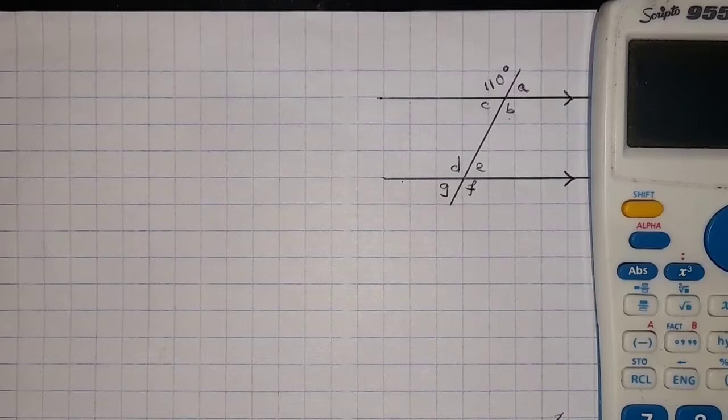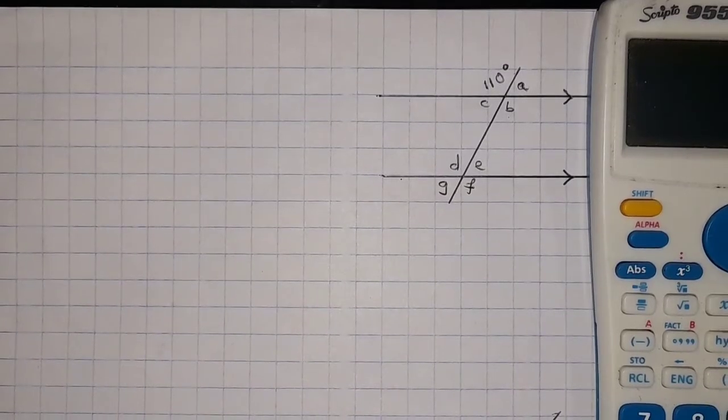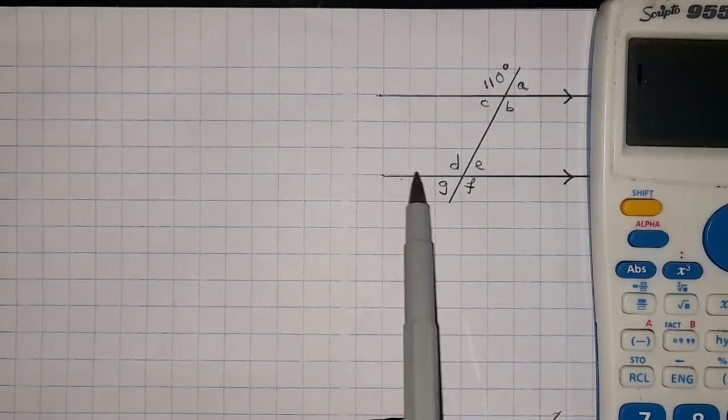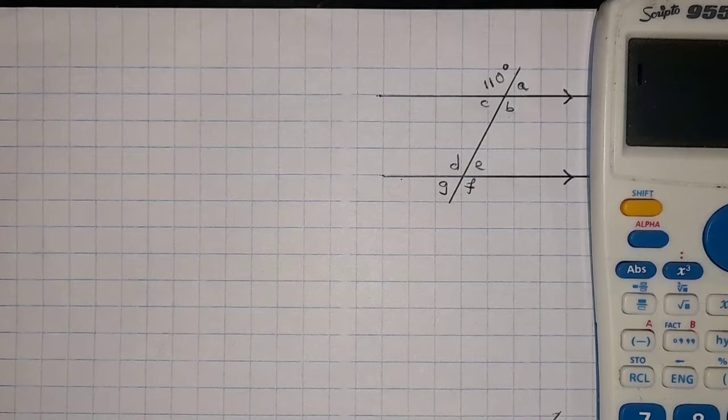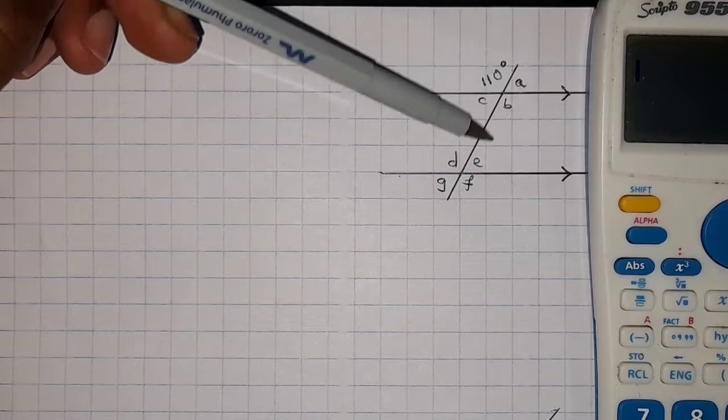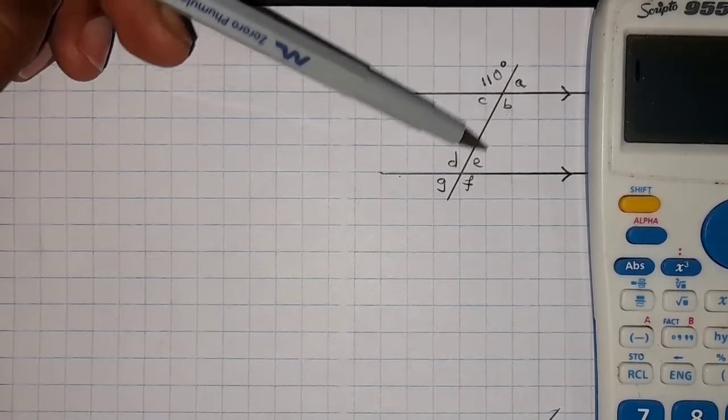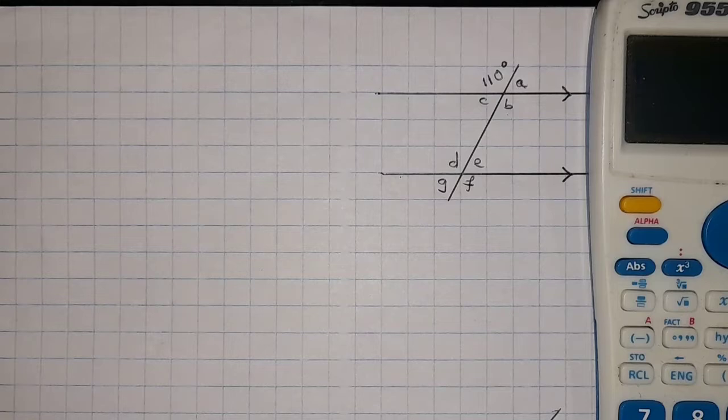Hi there, welcome back. I want us to revisit Euclidean geometry. I have a pair of parallel lines here, and crossing the parallel lines, we have what is known as a transversal. Now, we want to determine the sizes of the angles which are formed with the parallel lines and the transversal.